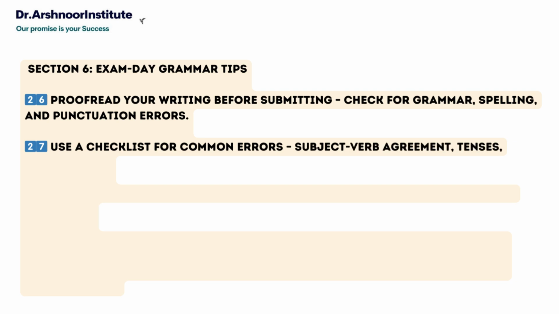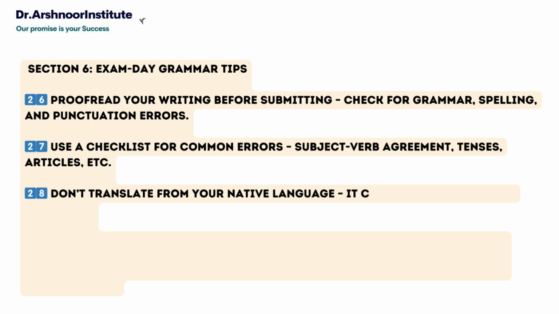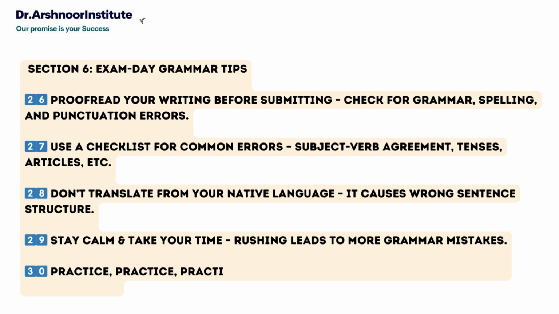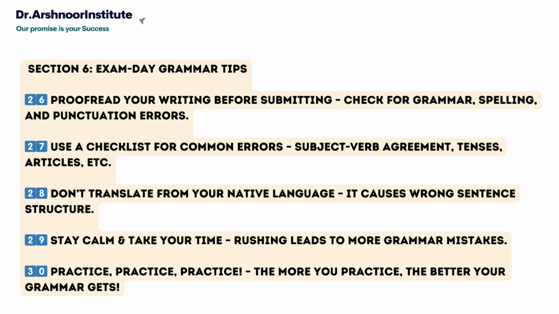27th, use a checklist for common errors: subject-verb agreement, tenses, articles, etc. I'm giving you a tip here: when you're practicing for OET writing and speaking, check where you commonly make mistakes and make a checklist of this. Make these notes in your copy separately. On the exam day, or a day prior to that, check this once again so that it is embedded in your mind and you do not use it incorrectly. You can check your mistakes and correct them by yourself.